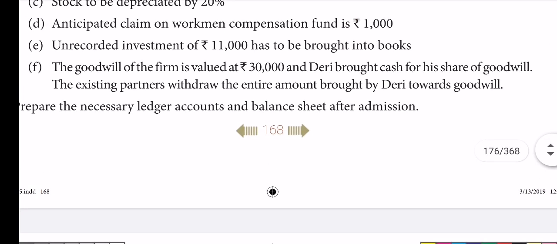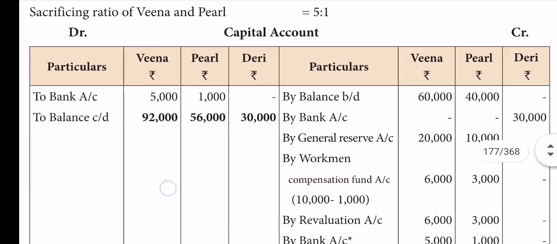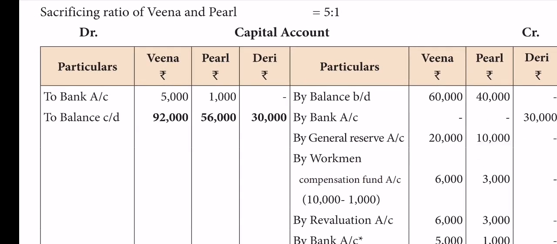The existing partners withdrew the entire amount brought by Derry towards goodwill. They withdraw the full 6,000, in the same sacrifice ratio. Therefore, new partner capital account debit to bank, to bank 5,000 and 1,000. That's all the posting.